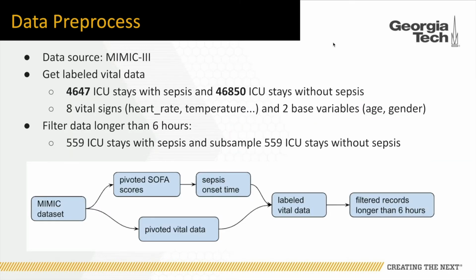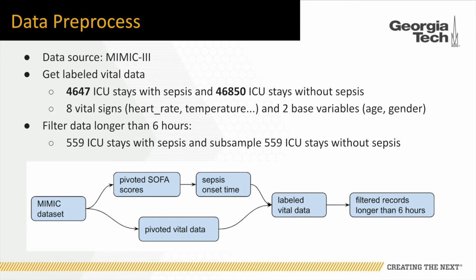The data preprocessing procedure is shown here. We are retrieving pivoted vital data and the SOFA scores from the MIMIC-III dataset. Here, pivoted means we have data recorded each hour. Then we are calculating the sepsis onset time from SOFA scores. After we get the onset time, we are going to label the vital data with it. For the labeled vital data, we have the statistics of ICU stays with sepsis and without sepsis listed here, and the features include 8 vital signs and 2 base variables.